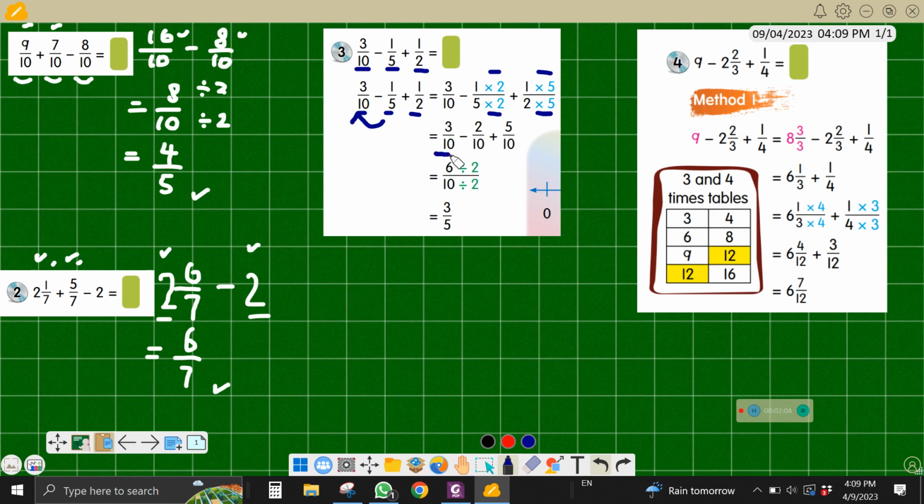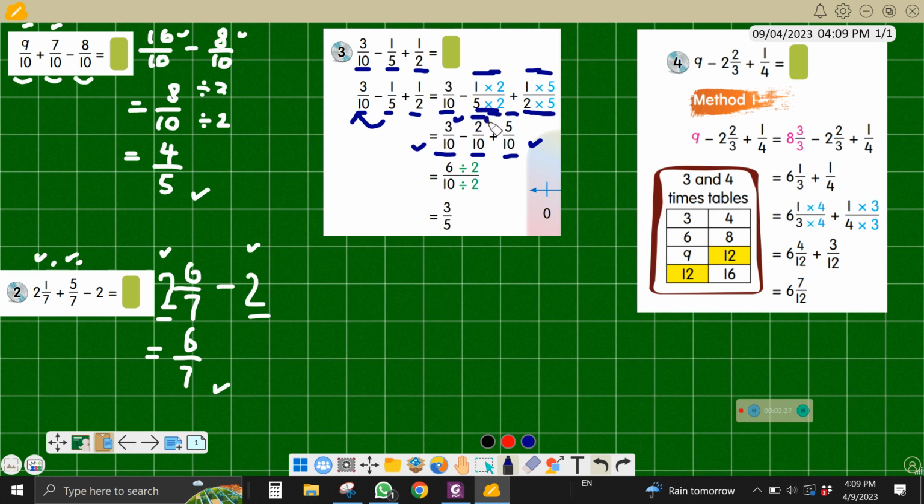The first fraction is already 10, so you don't have to change. The second fraction, 5 times 2 is 10. The top, 1 times 2 is 2. The third fraction, 2 times 5 is 10. 1 times 5 is 5. So you can see that all the denominators are 10. 10, 10, 10. Then you can minus.